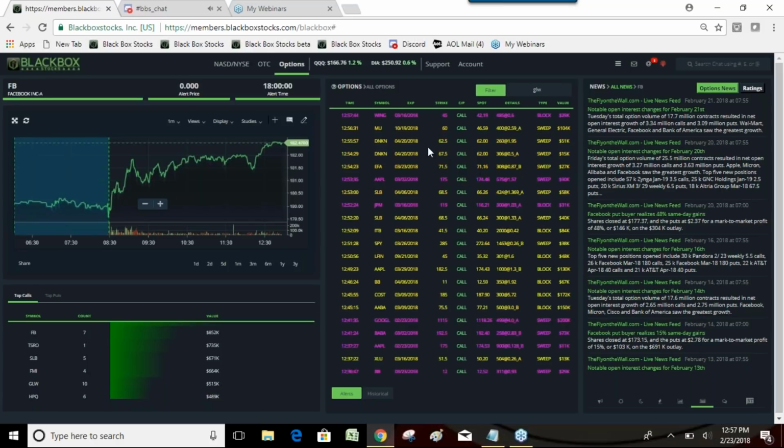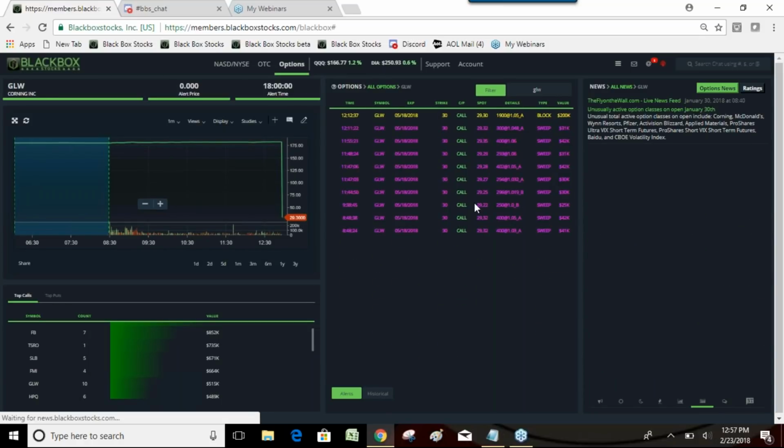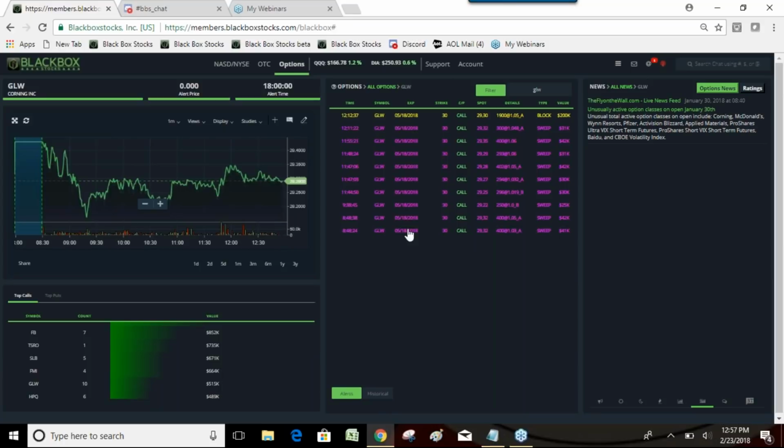So again, we're going to go to all options. GLW, it's had 10, all on the same strike, May 18th $30 calls. I didn't play these. It's not moving like I'd like to see it move. This first sweep, $1.03, $1.05, $1, $3, $5, $5 hours later. That's not what I'm generally looking for, but it may be a good play.